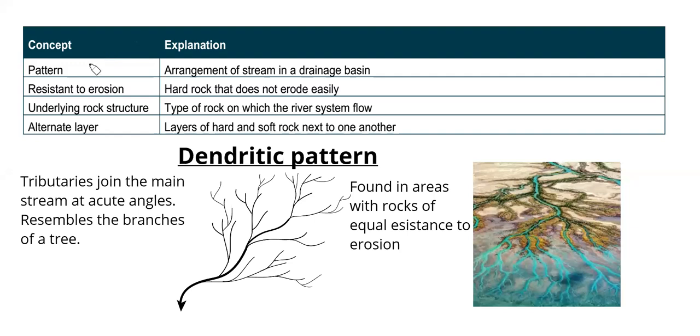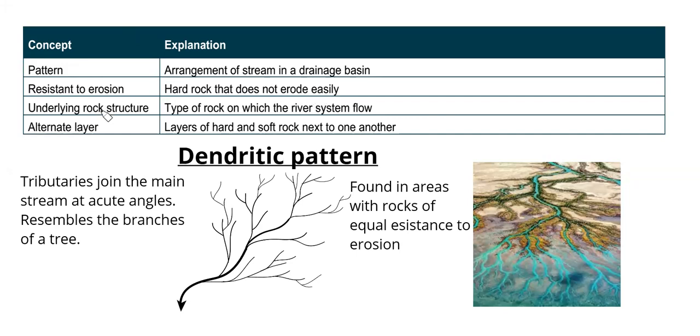So first thing, we need to understand some important terms here. The pattern is the arrangement of streams in a drainage basin. Then resistant to erosion means hard rock that does not erode easily. Erosion is the washing away of soil, even the ground. It can be caused by water, and it can be caused by wind, which is called wind erosion, and water erosion. But in this case, we'll be focusing on water erosion.